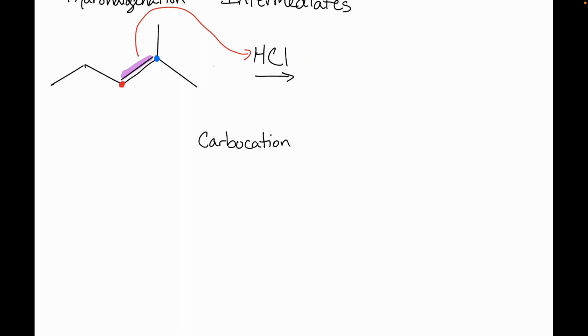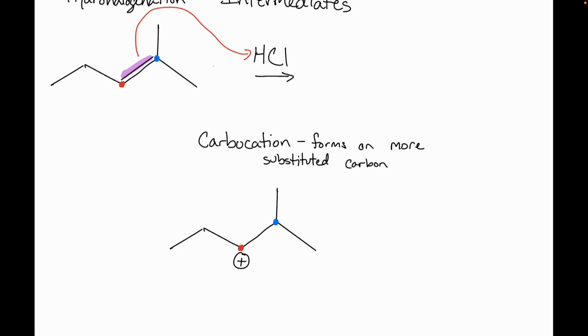Okay? And in particular, for this substrate, that positive charge is going to go on the more substituted carbon. That's why we get selectivity, that Markovnikov selectivity of our product is because of this carbocation intermediate, which forms on the more substituted carbon. Okay, so in this reaction here, first this carbocation intermediate is formed, and then what happens is the chloride ion comes and reacts with that intermediate to give us our product.